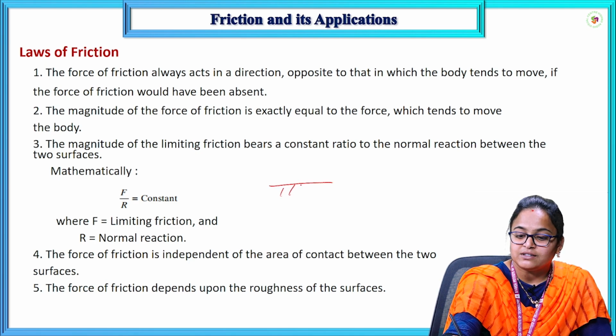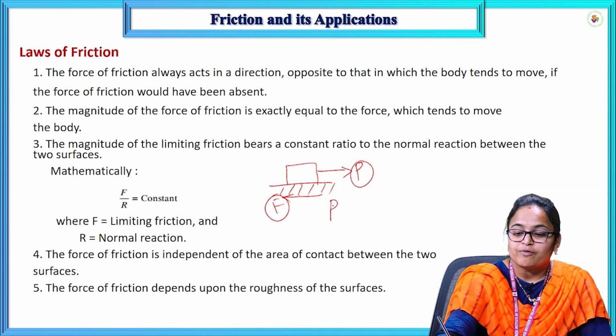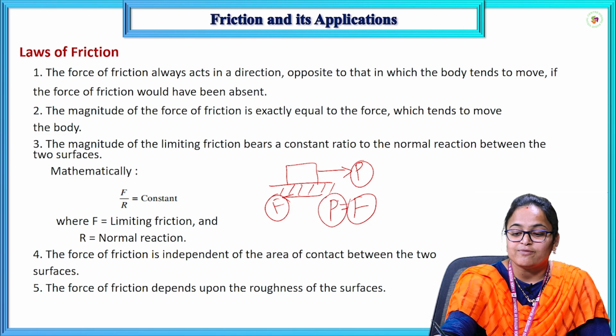If we consider this is the floor, and we are applying some external force like this, there will be a frictional force. This P is the applied force, F is the frictional force. So from the law of friction, P is equal to F. That means frictional force is always equal to the applied force.